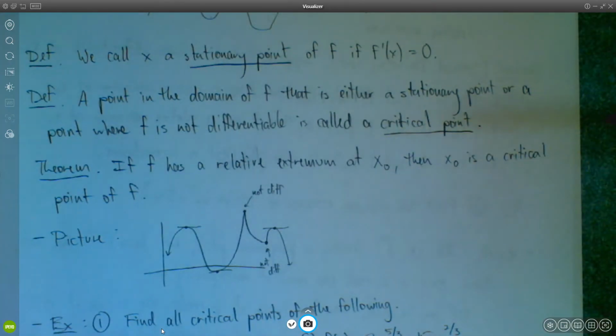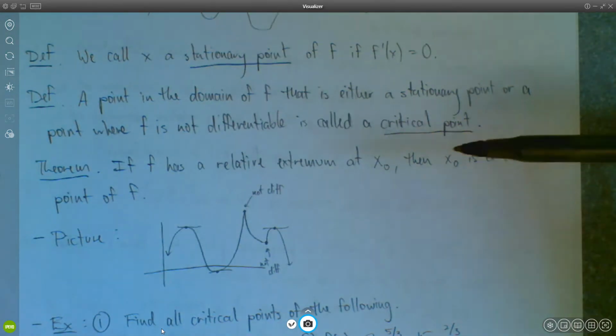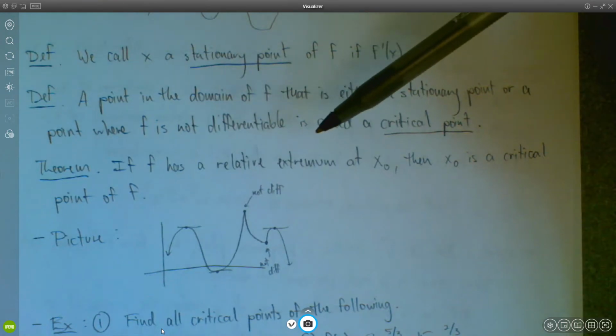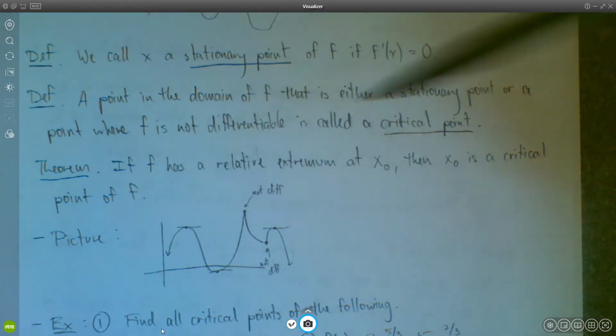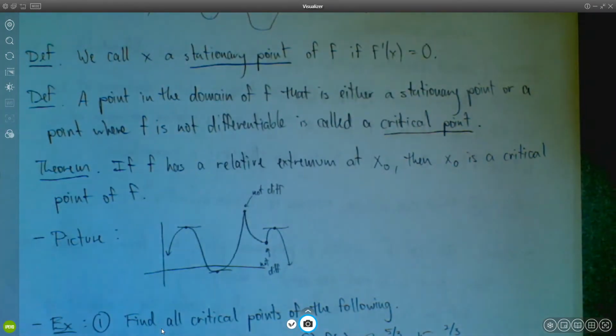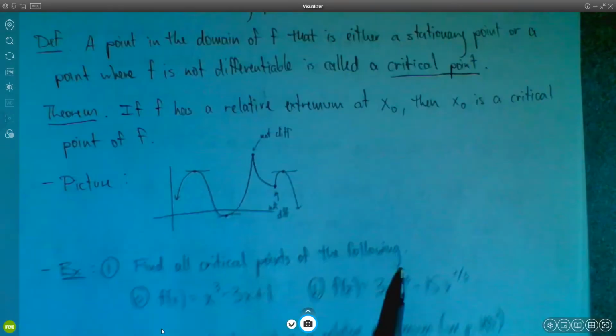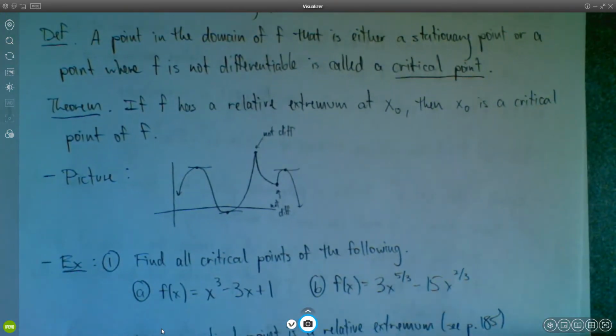The logic does not flow in the other direction. So just because a point is a critical point doesn't necessarily mean that it's a relative extremum. And we'll talk about this in a little bit more detail in a second. Okay? But the logic does flow in the direction that I've written it here, right? So if you have a relative extremum, then it is a critical point. Okay? So let's practice first of all just finding the critical points of some functions.